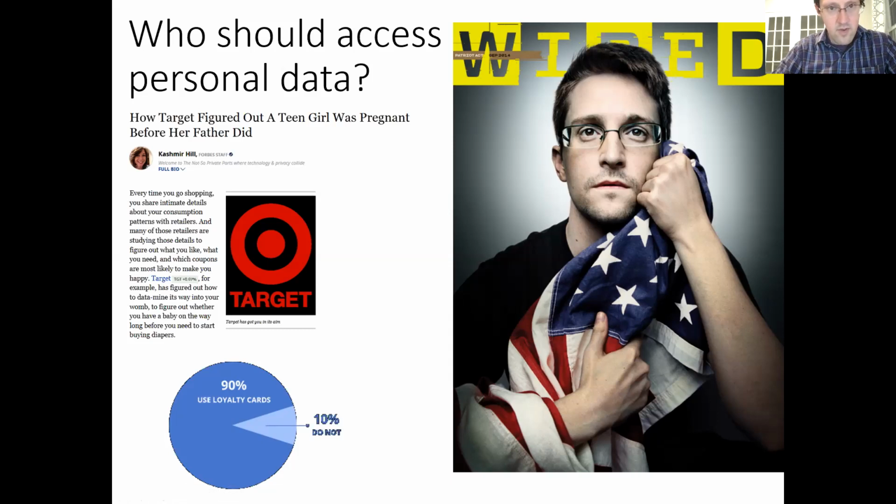So who should access this data? Should Target or other stores be able and allowed to use that data? Under what conditions? Oftentimes, they will sell this data on to other groups, to other people. And basically, they are making a profit off of their customers through the data, not just through selling stuff to the customers.